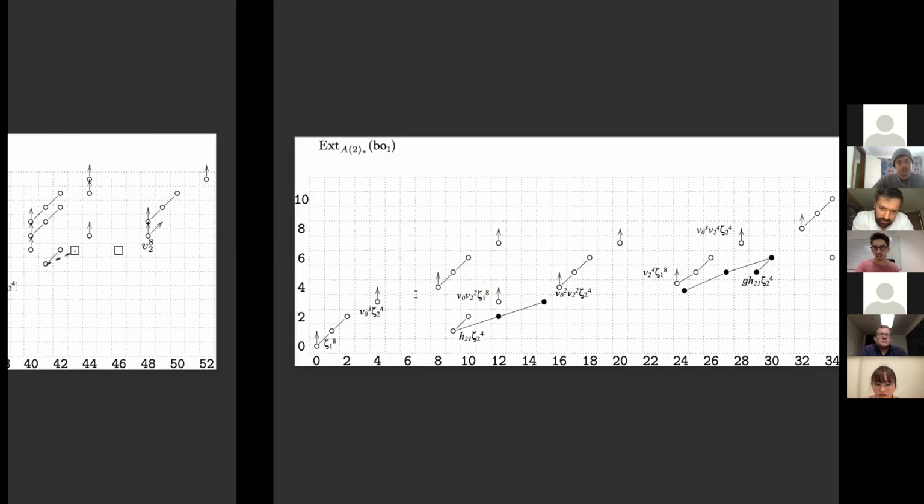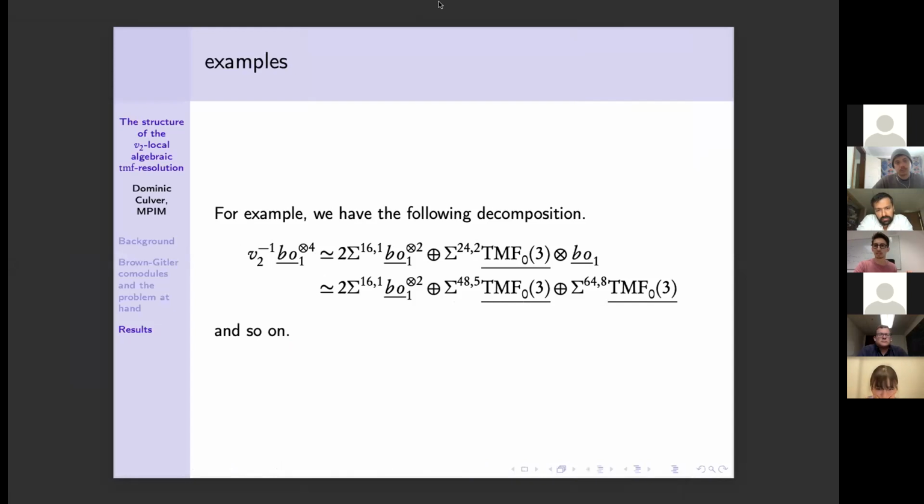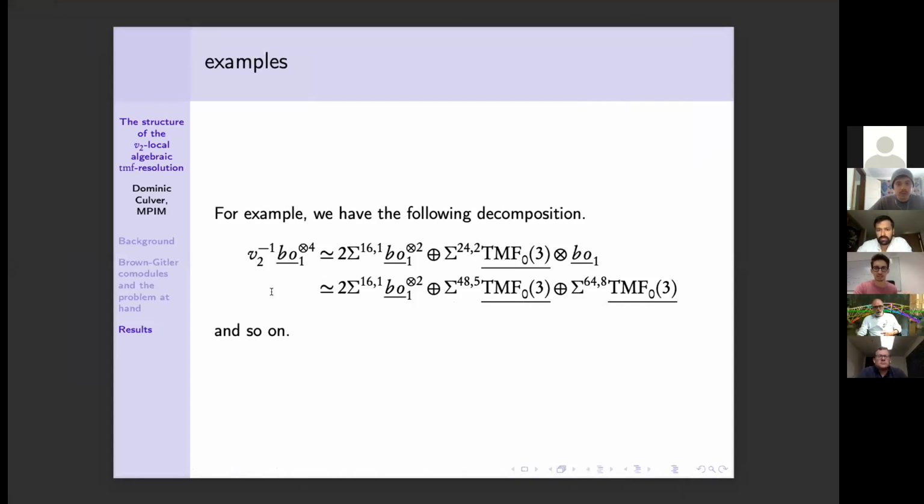Okay. I think I'm out of time, right? I think so. Okay. I have another question. In this calculation right here, should there be a V2 inverse in front of everything to the right? Yes, I totally forgot to write that down. Not in front of the TMF03s, because the way I've defined it, they're already a V2 local thing, but yes, definitely in front of the BO1s.